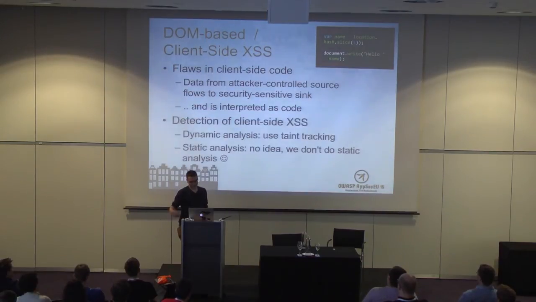And how do you actually detect these kinds of XSS flaws? You can do dynamic analysis. For example, Dominator does that. Also, we wrote our own tool for Chrome using taint tracking, so basically tracking the flow of data from this source to a sink and then seeing, hey, there is something fishy going on that we can exploit. You might also do static analysis, but please don't ask me about static analysis. We have no specific knowledge of that field of research.